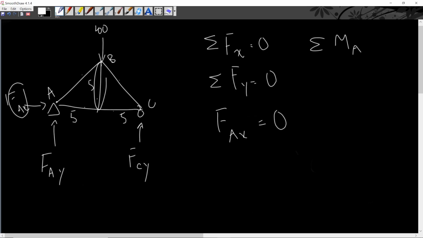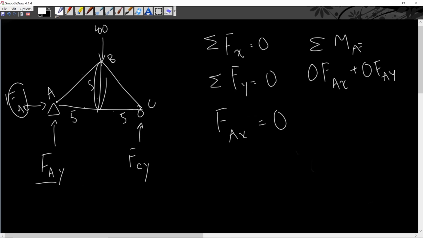So what is the horizontal distance from the pin of FAX? Well, that will be 0, right? Because the pin is at the pin. The position of the force will be at 0 because we are rotating it about that pin. So we'll have 0 times FAX. And then now we have a force acting in the vertical direction at that pin. How far is it away from the pin? It is on the pin, so there's no distance there as well. So we have 0 times FAY.